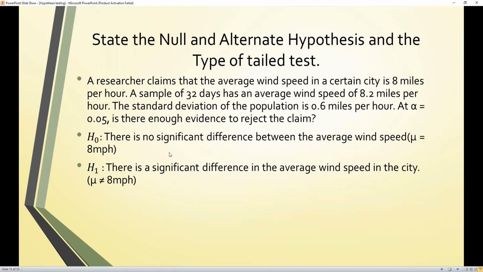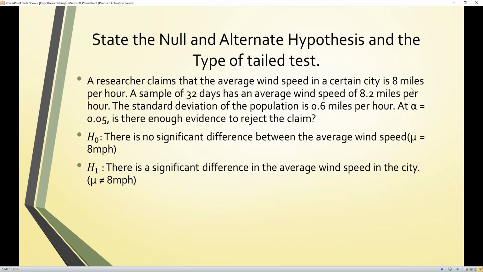Why not equal? Why not use 8.2? Why not use greater than? Since 8.2 here is greater than 8, right? So why not use a greater than? Because that is not what the researcher wants to test. The researcher only wants to test his claim that the average wind speed is 8 miles per hour. He's not concerned whether it's greater than 8 or less than 8. Okay, so he just wants to prove that it is 8 miles per hour.